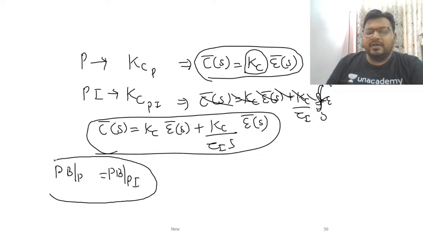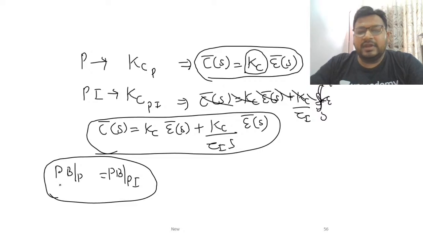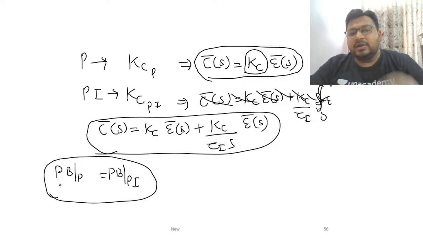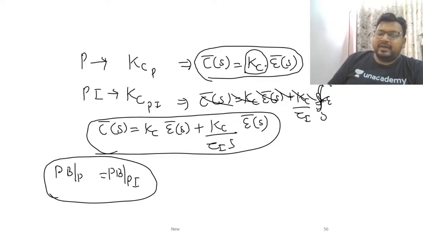What is proportional band? Proportional band is the range of the input over which the controller can perform the output. Controller can take a decision. It is a range of the input. Okay. So what is E bar S? It is a range of the input or range of the error signal. So this is the range of the error signal.